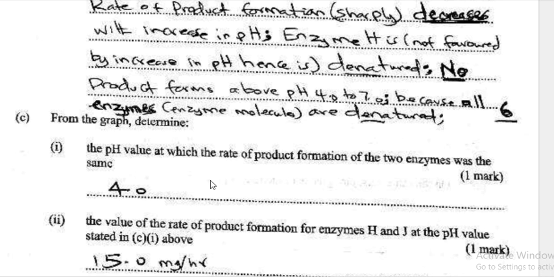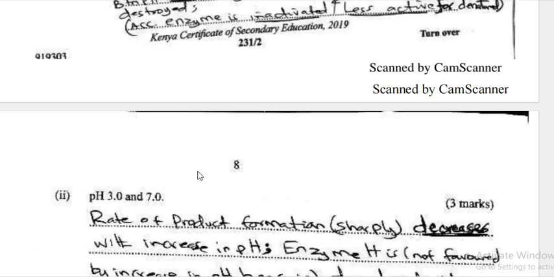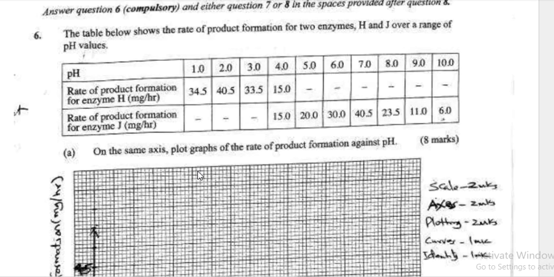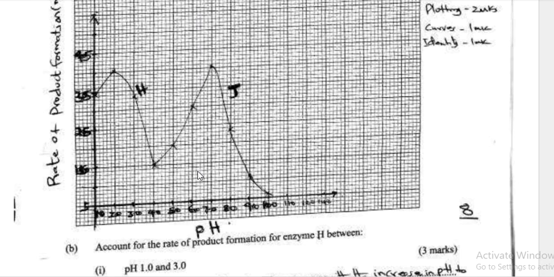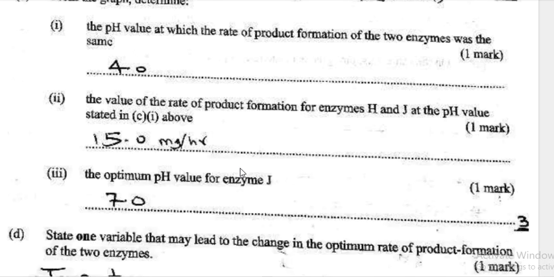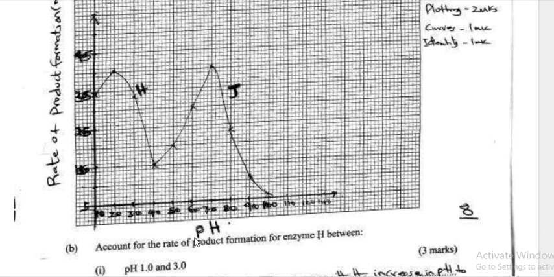Part C, from the graph determine the pH value at which the rate of product formation of the two enzymes was the same. You can see here they are the same. That is a pH of 4. The pH 4. That is where the rate of product formation was the same. Then the value of the rate of product formation of enzyme H and J at the pH value stated in C Roman 1 above. You can look at it. At 4 we have 15 milligram per hour.